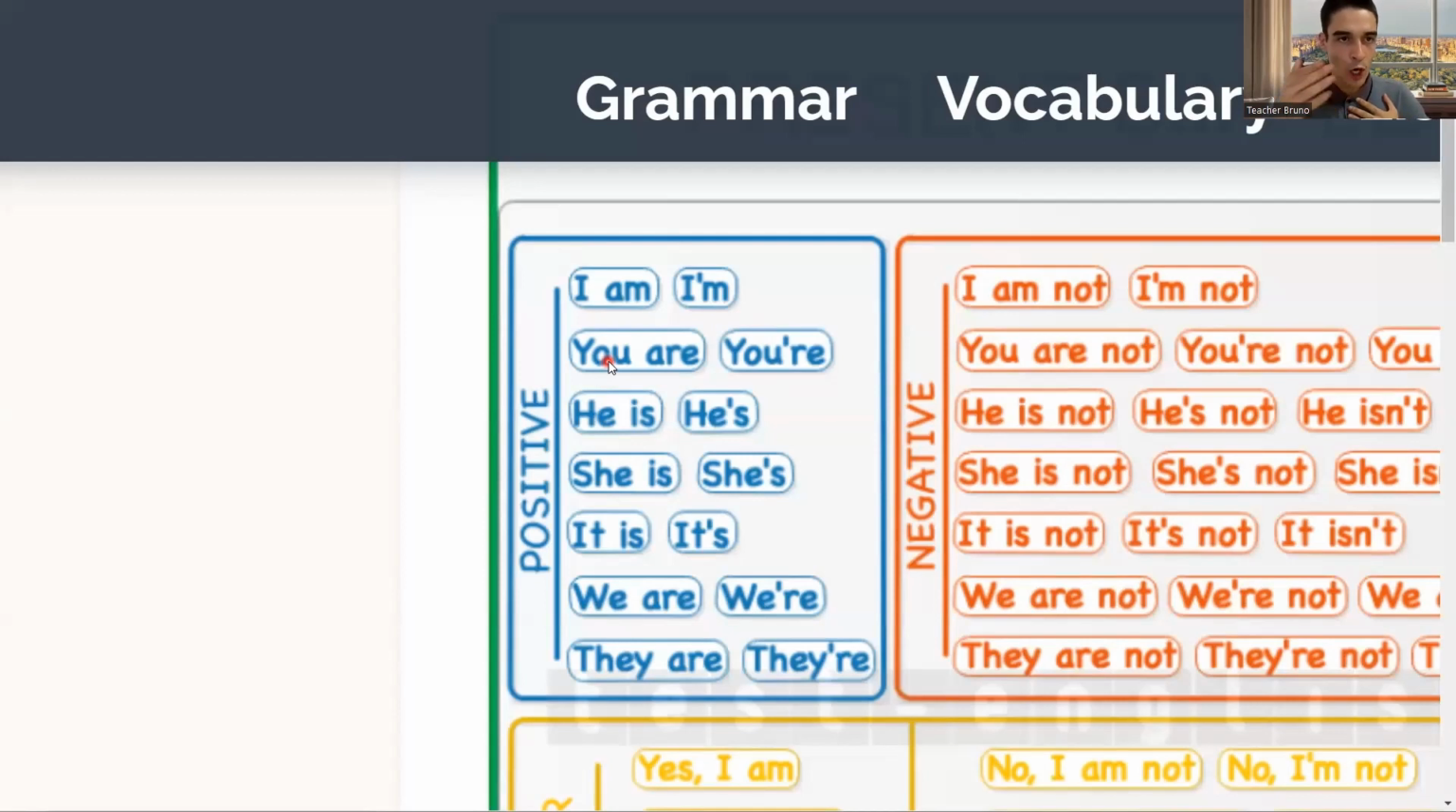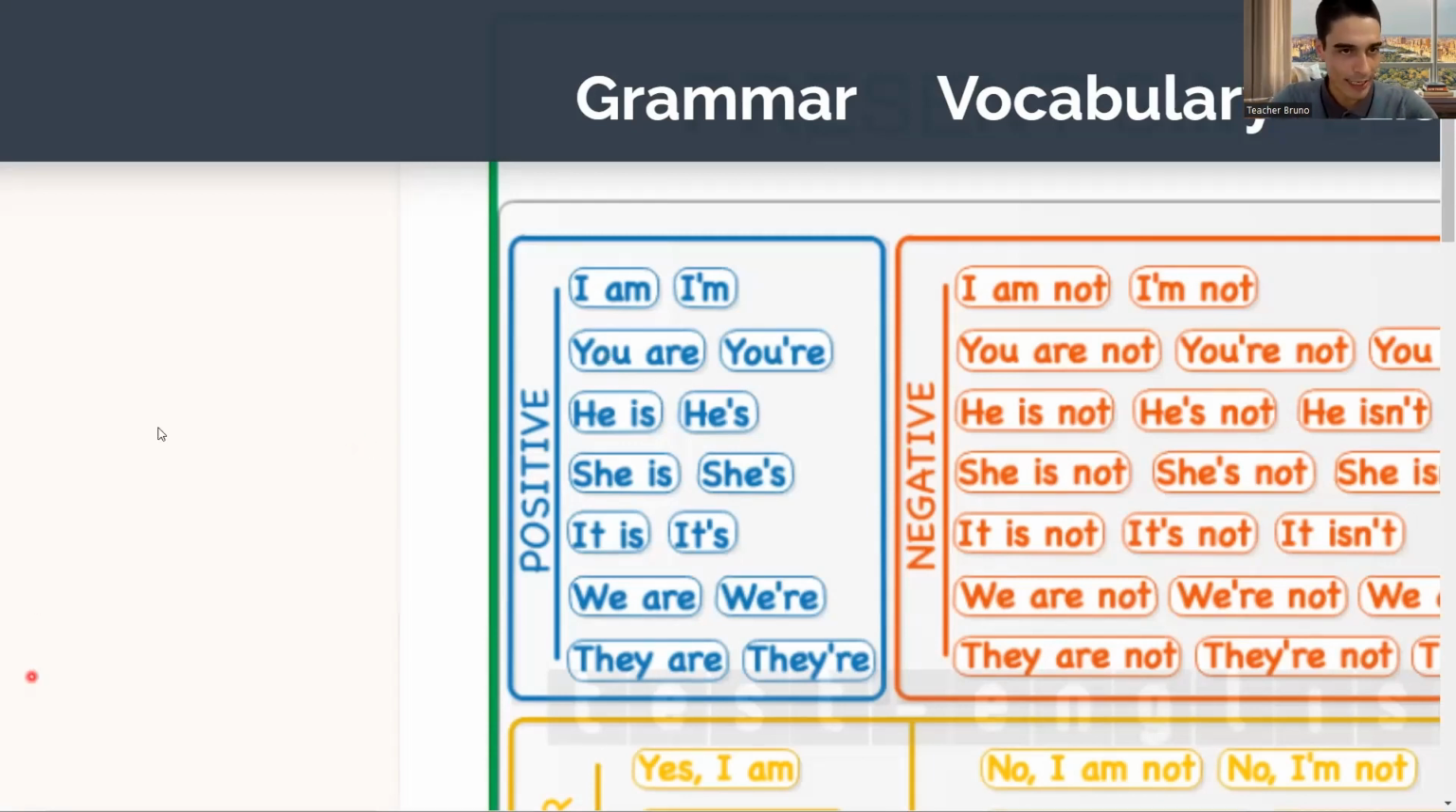If I am talking to one person, singular, you are. You are a student, singular form. If I am talking to two people, you are students. Pay attention to the plural form here. You are students. This is plural.